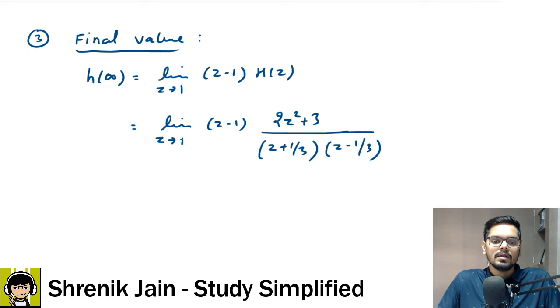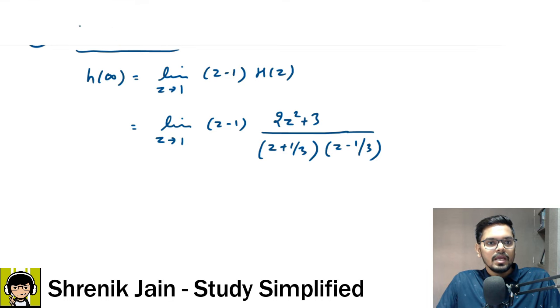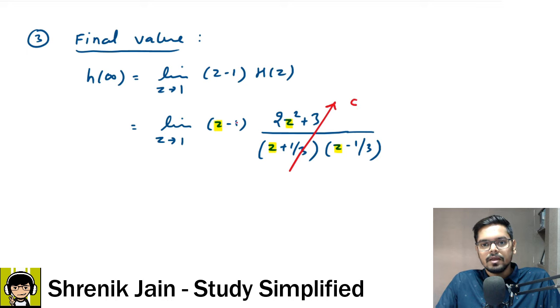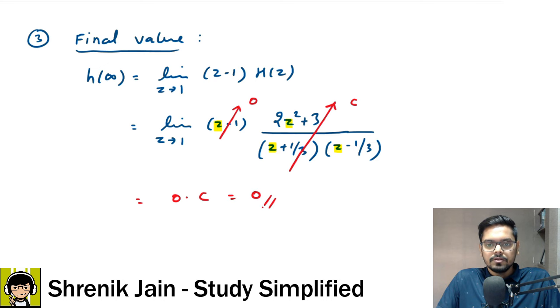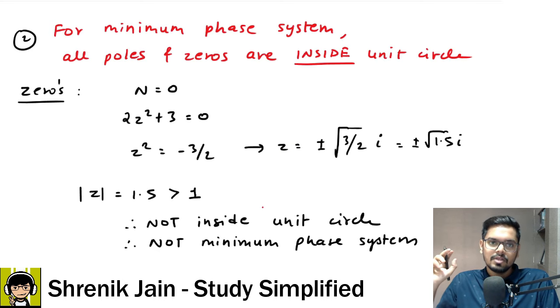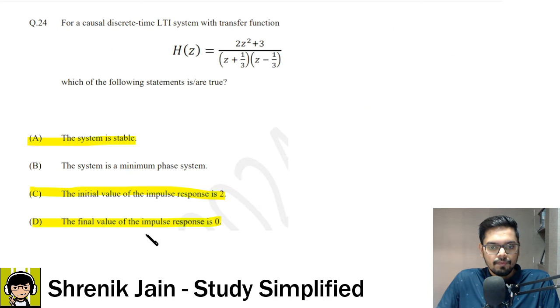Now what will happen if you do the direct substitution? It is not a 0 by 0 form. Wherever z is there, substitute 1, and you will find that this overall value is a constant, and this z minus 1 becomes 1 minus 1, which is 0. So the answer comes out to be 0 into a constant, which is 0. So I can surely say the final value is 0, and yes, option D is correct. What about option C?